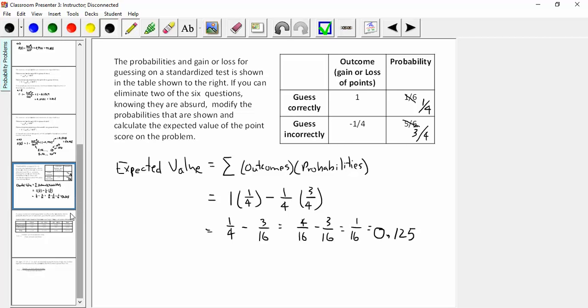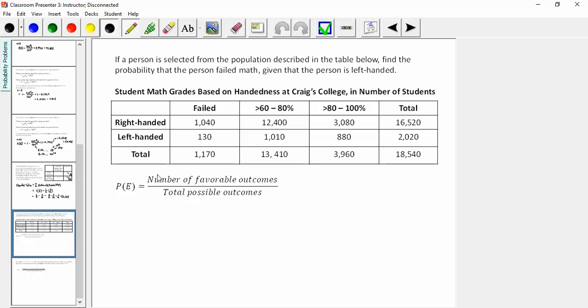All right. Moving on. All right, here's a table. A person is selected from the population described in the table below. Find the probability that the person failed math. I know that you guys are not going to do that. At least I hope not. Failed math, that's what we're looking for, given that the person is left-handed. Ooh, lefty failures. Okay, what do we got here?